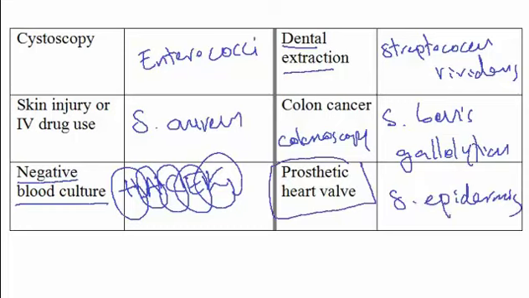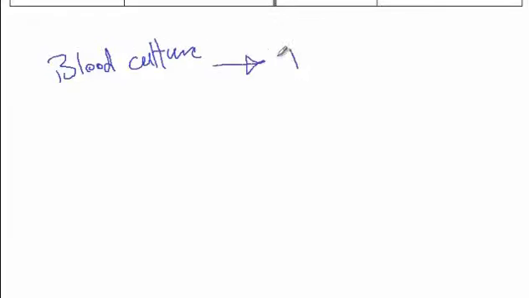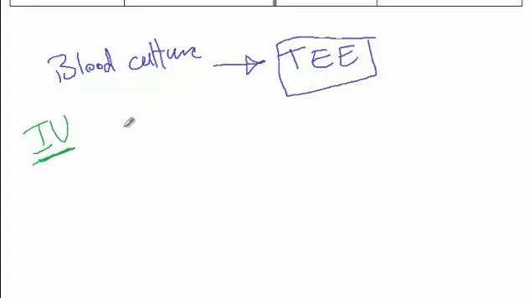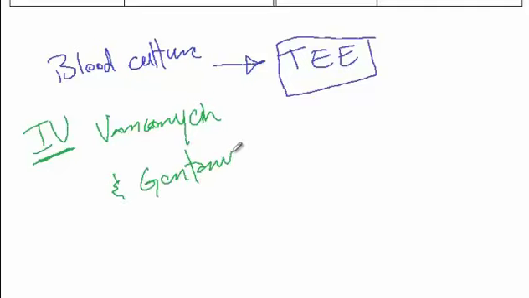Now, if a patient has sign of endocarditis, best initial test to order is the blood culture. And then later on, you can order transesophageal echo. But if a patient already has a prosthetic heart valve, then you should directly jump to the transesophageal echo. The treatment for patients with endocarditis is IV, so not oral, IV vancomycin and gentamicin.